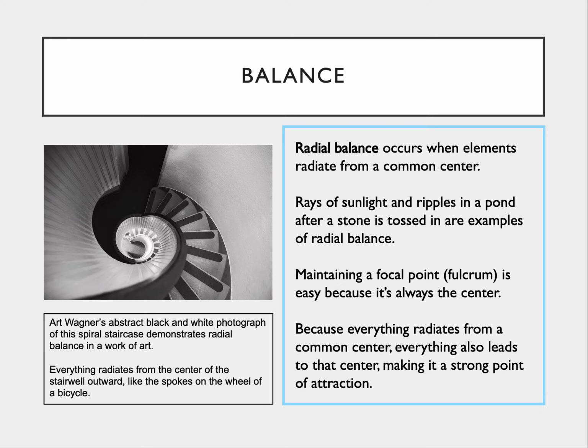And then radial balance occurs when elements radiate from a common center. A stairwell is a perfect example of that. The middle is always the fulcrum, and everything radiates out of that common center.